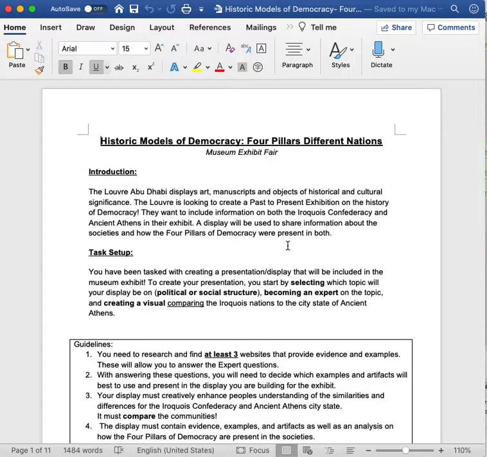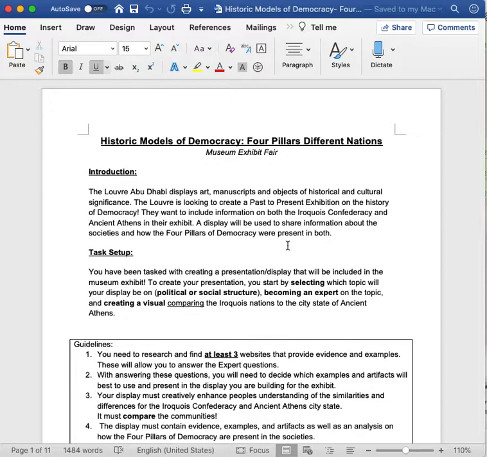So this is kind of the assignment, right? It's historical models of democracy. So remember, our historical models, that was ancient Athens and that was the Iroquois. And this is 4 pillars, different nations. So I think we already know what we're going to talk about in this assignment. The Iroquois, the ancient Athens, the 4 pillars of democracy, and how they're represented in the different nations.